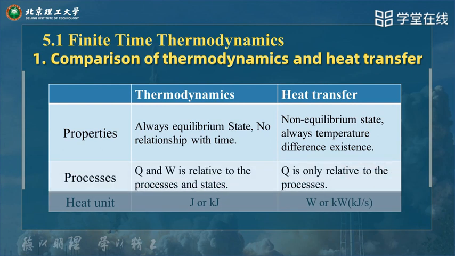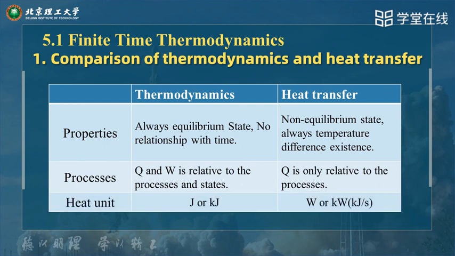Another one is process. In thermodynamics, Q and W are relative to the processes and states. However, in heat transfer, Q is relative to the processes. The third one is the unit of heat. In thermodynamics, it is joule and kilojoule. However, in heat transfer, the unit is watt and kilowatt. Kilowatt is related to time.